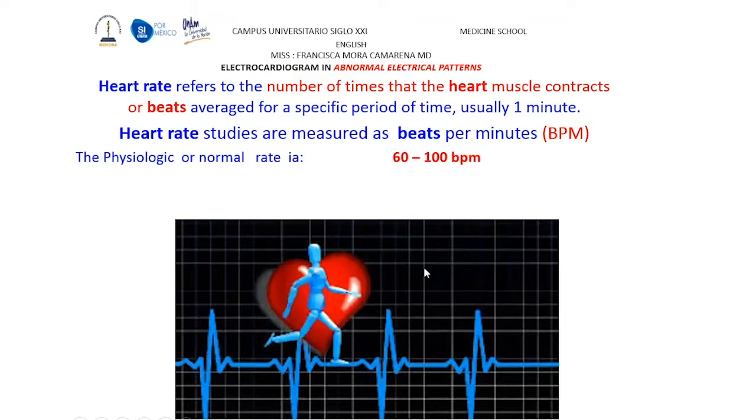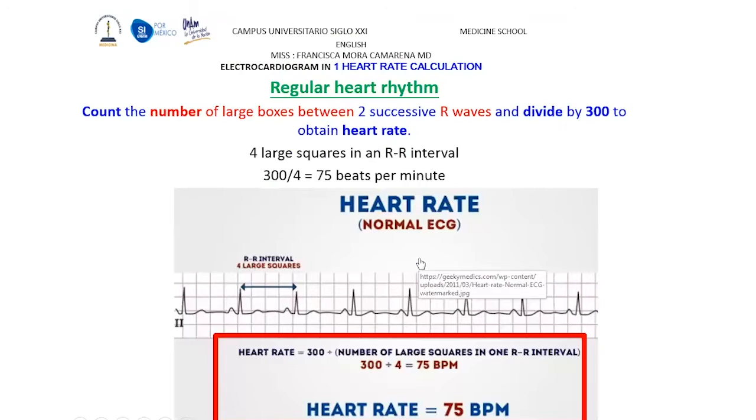The physiological rate is 60 to 100 beats per minute, and we might obtain the heart rate by counting the large boxes between two R and R interval squares, and then we just divide 300 by the number of the large squares, and we might get the heart rate.